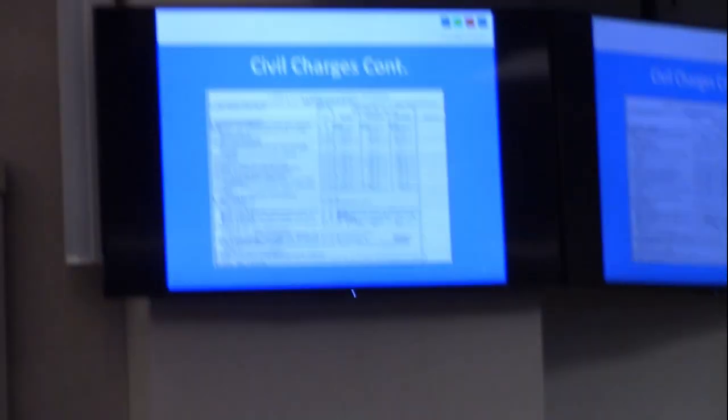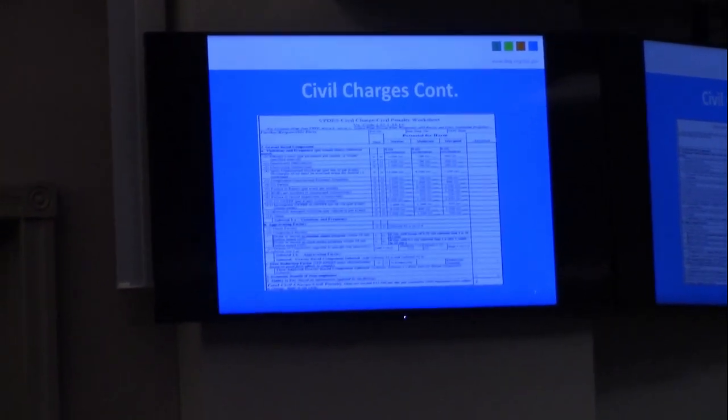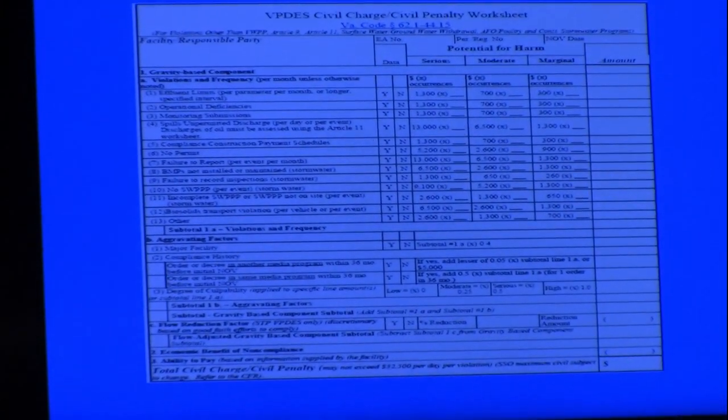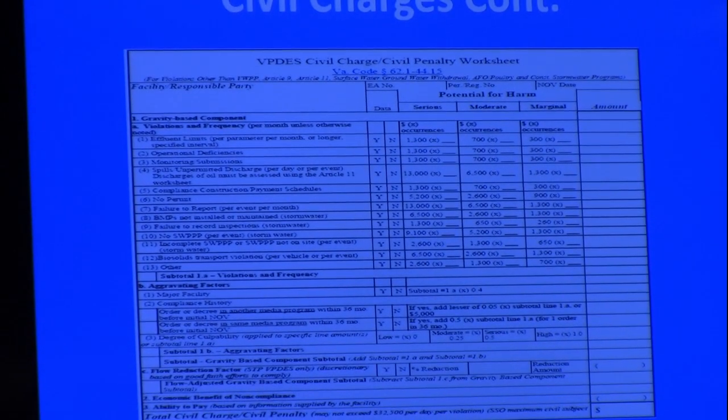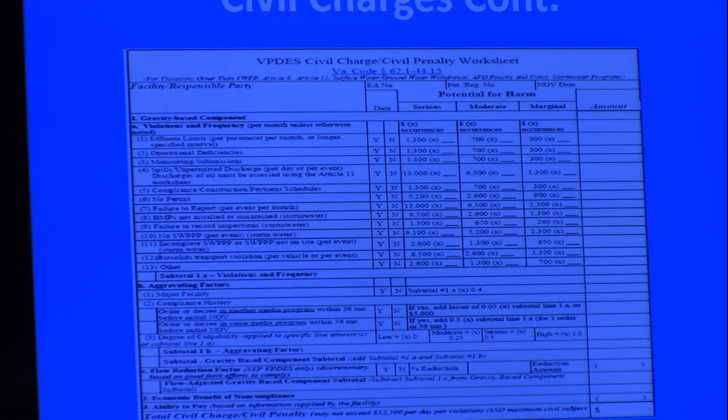So those factors, as I mentioned, actually translate in our guidance into specific worksheets within each individual media or program that identify and capture those factors. This worksheet that I've provided as an example is within the VPDES program, and it translates those factors that are identified by statute into a worksheet to be able to calculate and determine the appropriate civil charge for any enforcement action or civil charge for a consent special order.